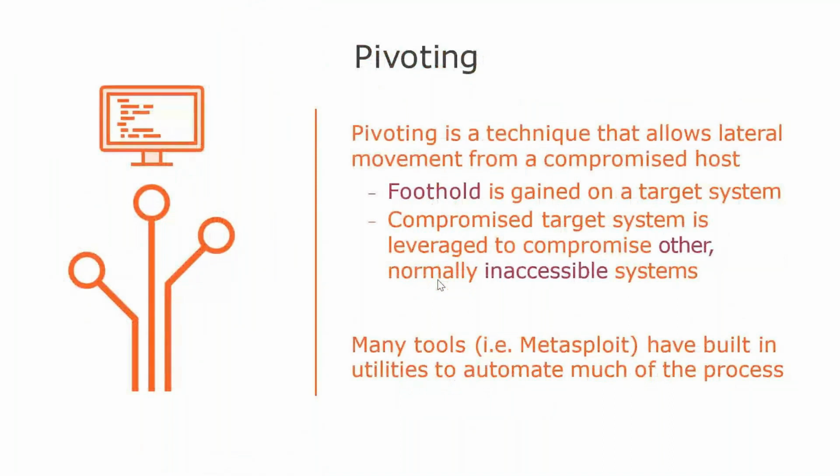Pivoting. Pivoting is a technique that allows lateral movement from a compromised host. Okay, foothold is gained on the target system. The compromised target system is leveraged to compromise other normally inaccessible systems. Many tools like Metasploit have built-in utilities to automate much of these processes.